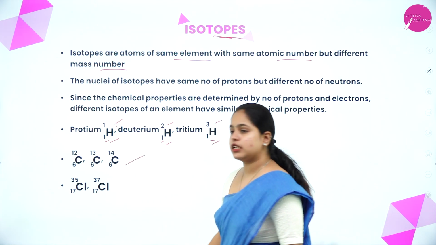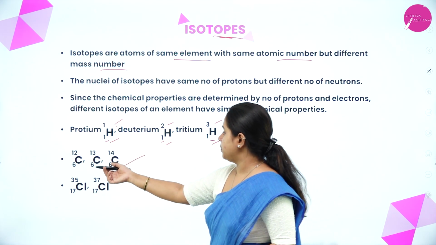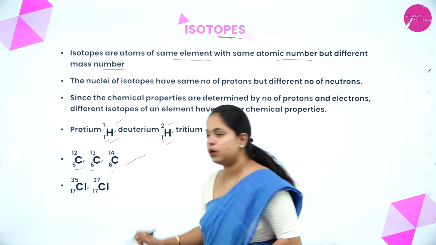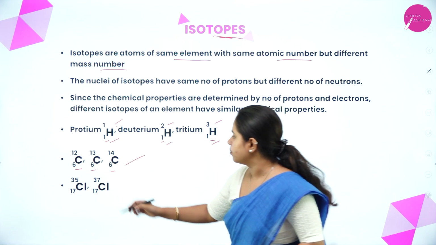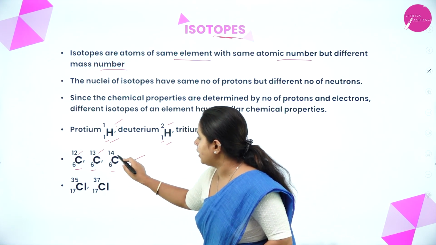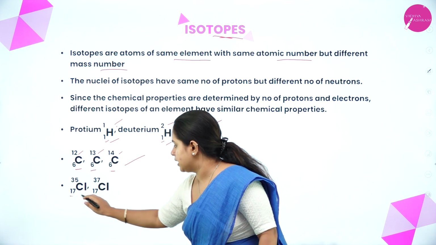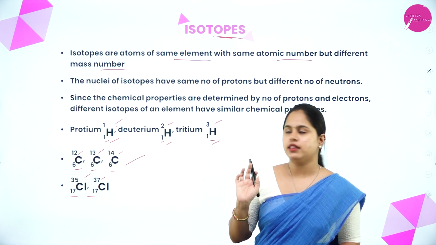You can take it in the case of carbon as well. Carbon is also having three isotopes: carbon 12, carbon 13, carbon 14. You can see here the atomic number is the same and it is the atoms of the same element, that is carbon, right? The mass number is changing. It is 12, 13 and 14, right? And in the case of chlorine also you can see the atomic number is the same. Your mass number is changing, 35 and 37.